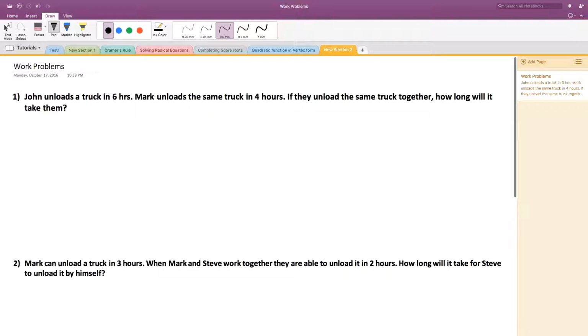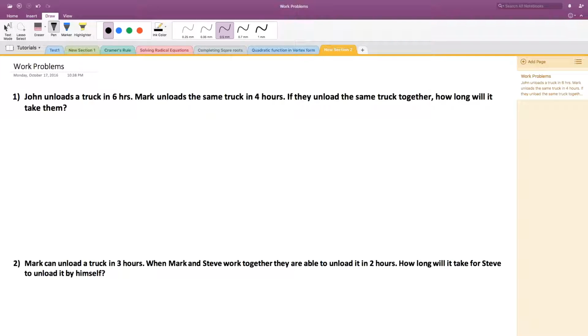So the first one says John unloads a truck in 6 hours. Mark unloads the same truck in 4 hours. If they unload the same truck together, how long would it take them? Okay, so one easy way is to write this.